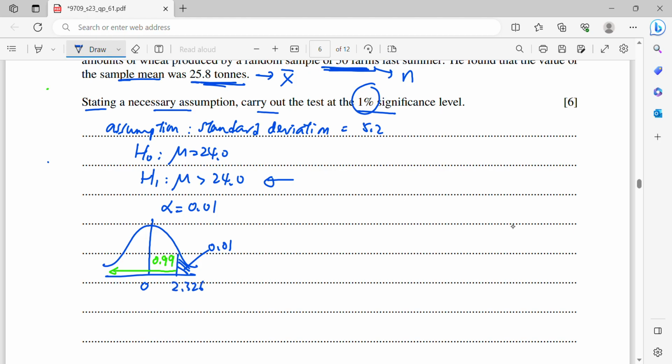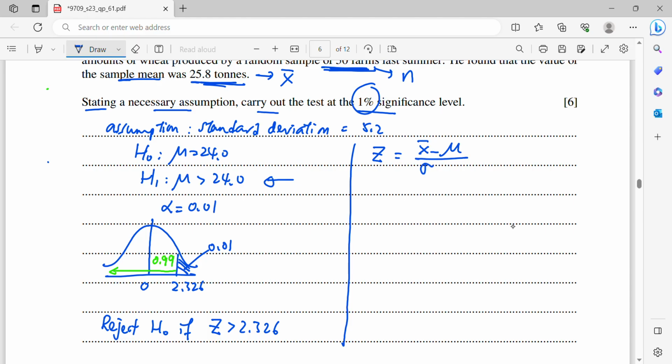You will find that the critical value is 2.326. Then from here, I will write down my rejection region. Reject H0 if my calculated value is greater than 2.326, which is the shaded region. Okay, and then the next step is to get the exact value, the calculation. So the value is x bar minus mu over sigma over square root n.